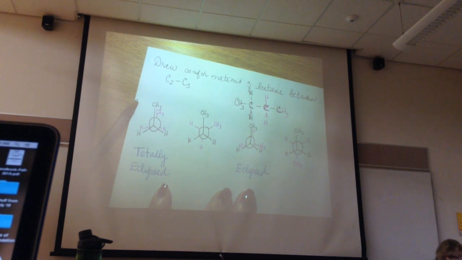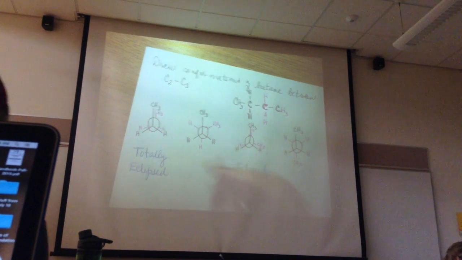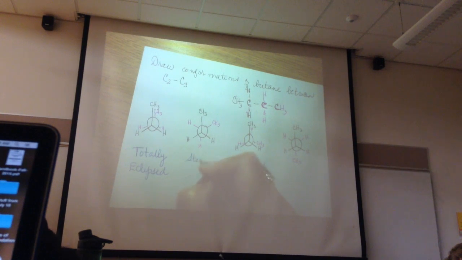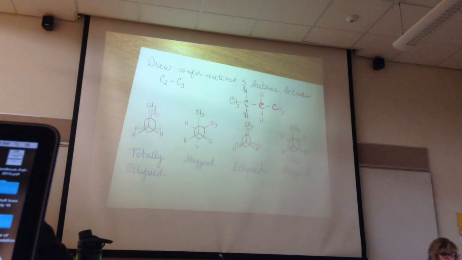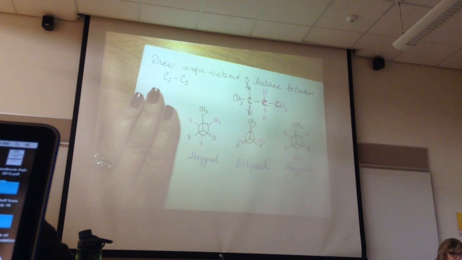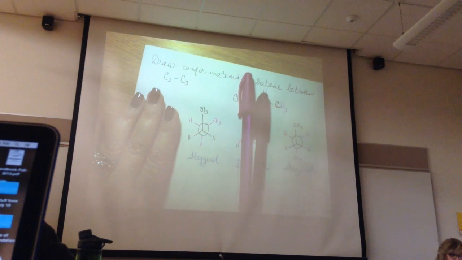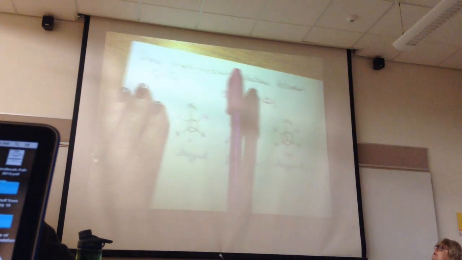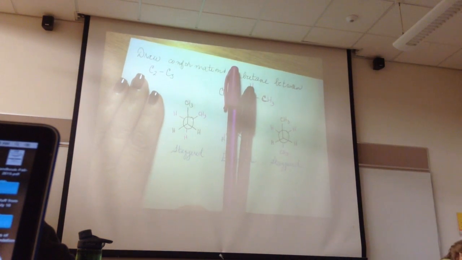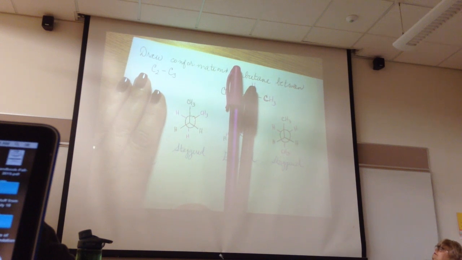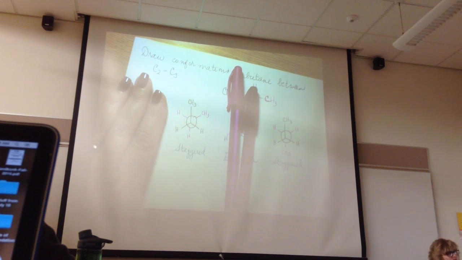And yes, these guys are called staggered and staggered. They're both called staggered and staggered. But are they the same in energy or not? The answer is no. They are not the same.